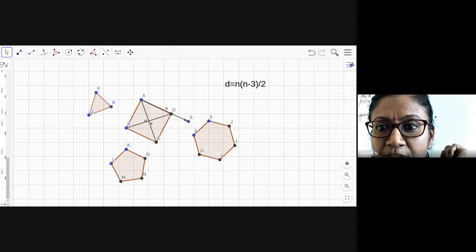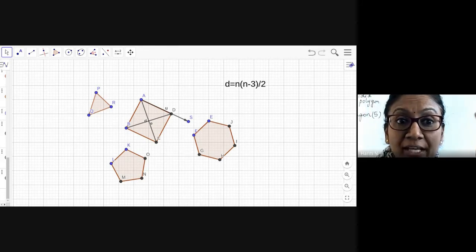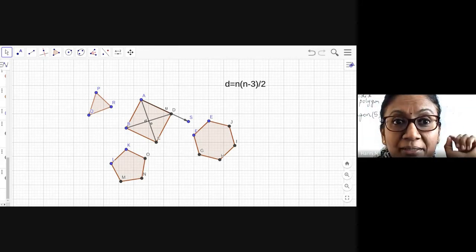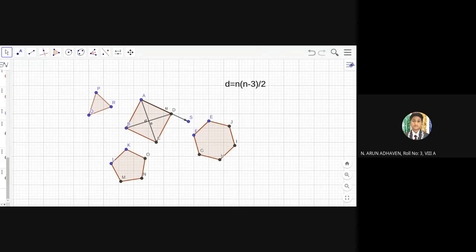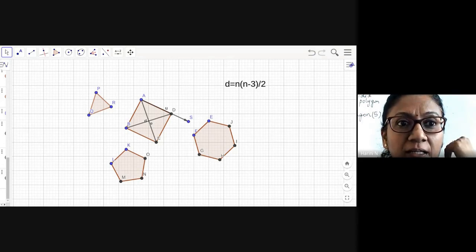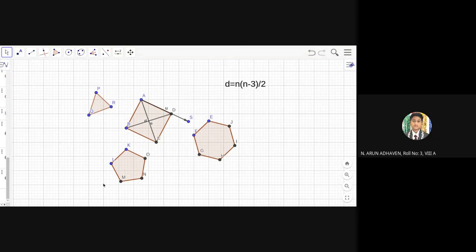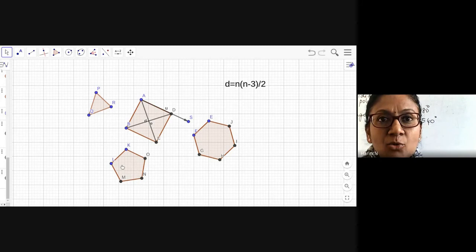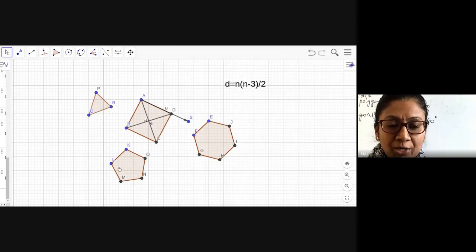Why is there no response from that side? Somebody told 22, somebody told 10. Now Arun is telling I'm getting 5 as the answer. 5 into 2 will be 10, 10 by 2 is 5. You should get only 5, not 22 or 10. Ma'am, that's why I told 5. I didn't hear you.